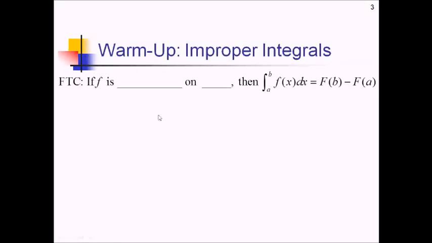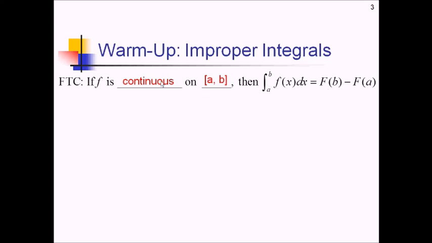For your warm-up on this one, see if you can fill in the blanks. All right, let's see if you found out what we need for the FTC. So if a function is continuous on the closed interval from a to b, then the integral from a to b of f of x dx equals big F of b minus big F of a. Essentially, if we have these conditions, we're guaranteed that we can evaluate an integral like we're doing over here.